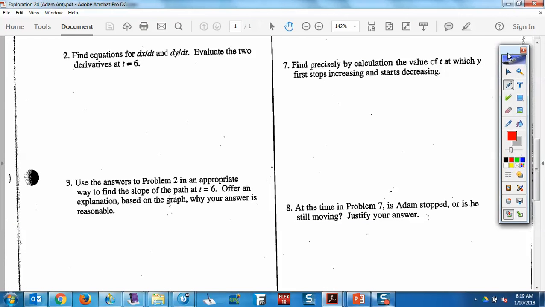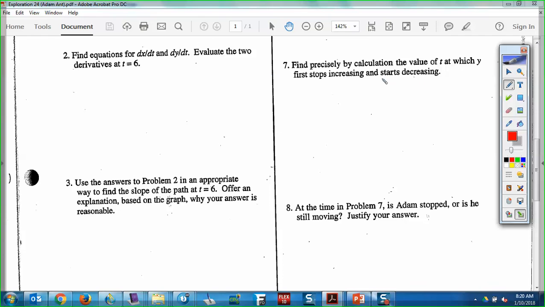Now find precisely by calculation the value of t at which y first stops increasing and starts decreasing. So he was coming up, and then he starts coming back down, right? And so what are you looking for? What do they mean, find by calculation? Well, what do you do? Y prime. That is the key. You have to understand, you needed to take the y prime equation. You should have this written on your paper.